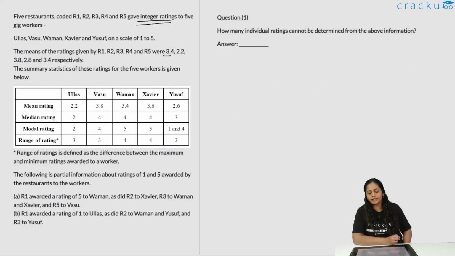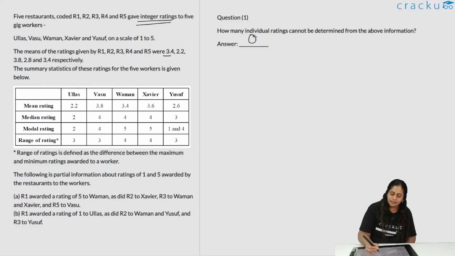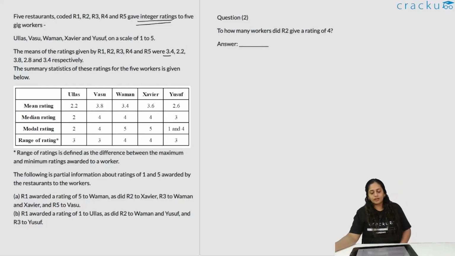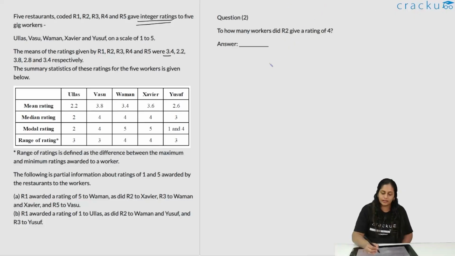How many individual ratings cannot be determined from the above information? All ratings can be inferred. All 5 into 5, that is all 25 ratings can be inferred. So the answer is 0. How many workers did R2 give a rating of 4 to? So consider R2. R2 did not give anybody a rating of 4. This is R2's column. He did not give anybody a rating of 4. So this is 0 again.